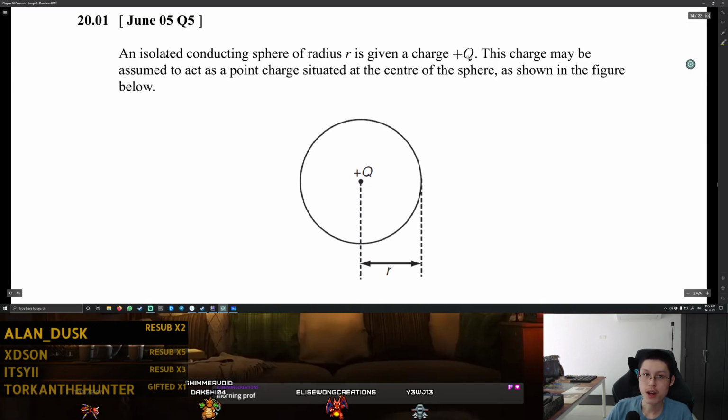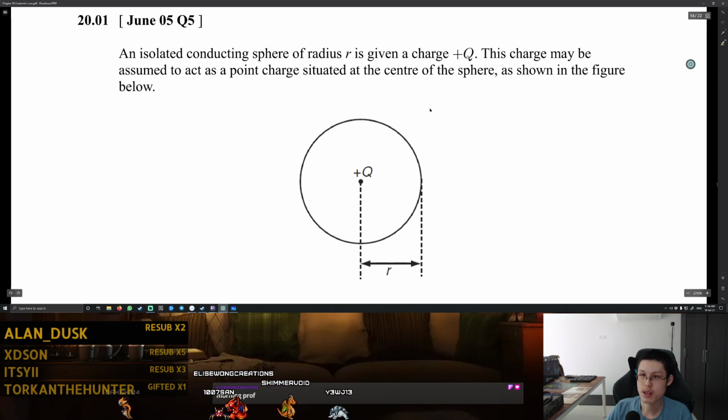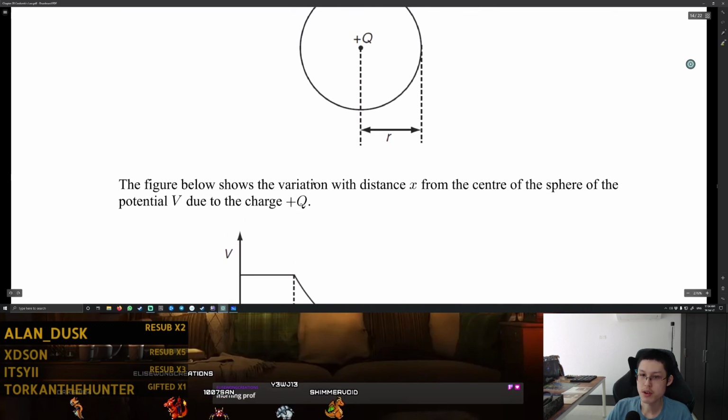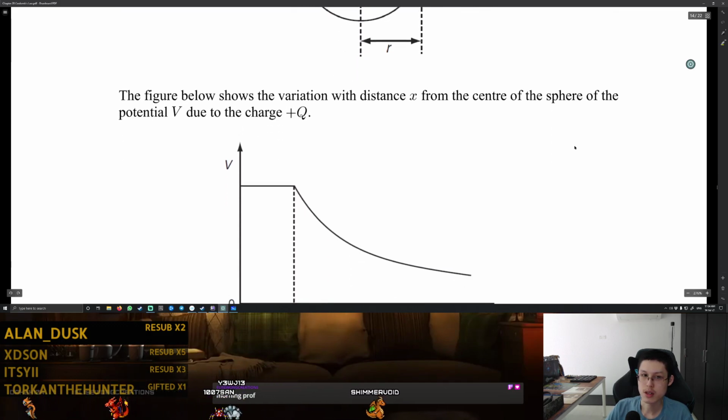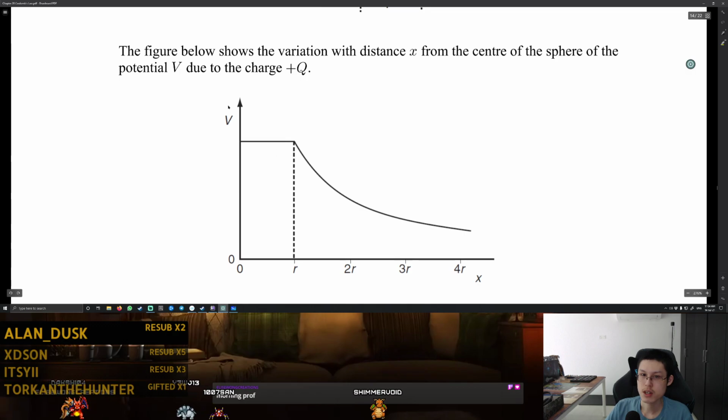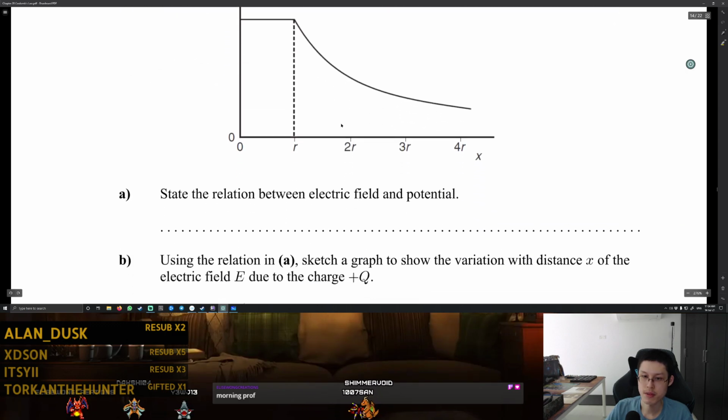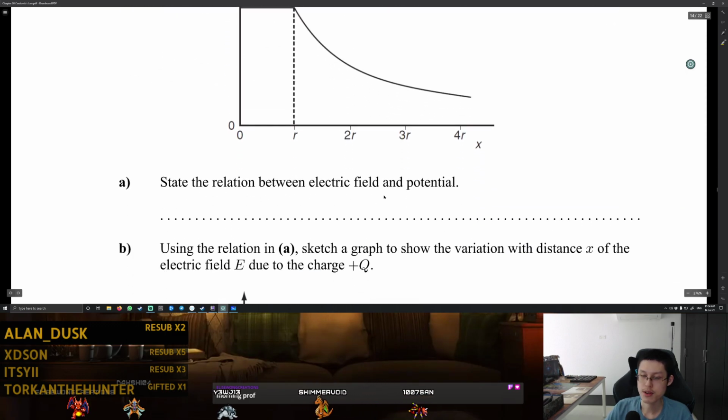Okay, so you have an isolated conducting sphere of some radius r with some positive charge. This charge may be assumed to act as a point charge situated at the center. The figure below shows the variation with distance x from the center of the sphere of the potential due to the charge. As you can see, this is the potential against x graph, and you can see that the line is like that, like what we drew earlier. State the relation between the electric field and potential.